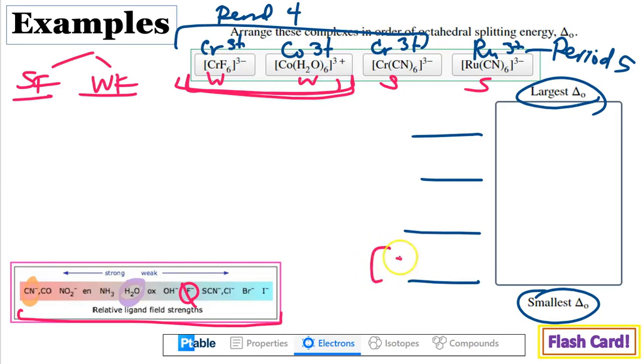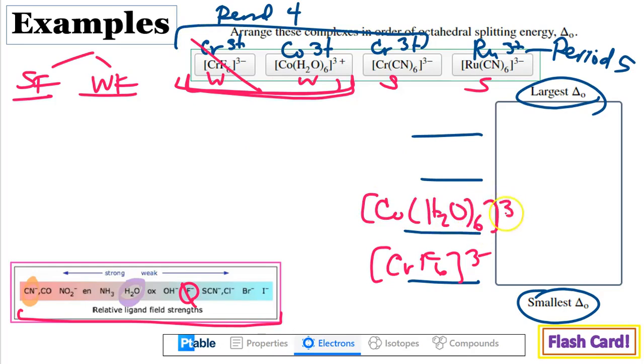So that means our [CrF6]3- is going to be the weakest. After that, the weakest is going to be [Co(H2O)6]3+. Okay?